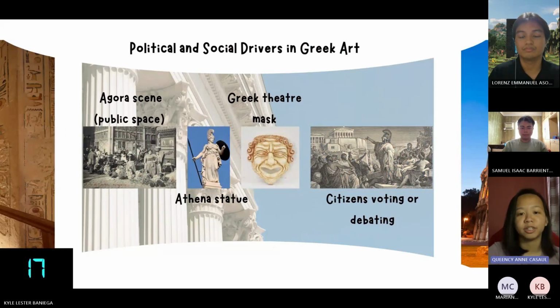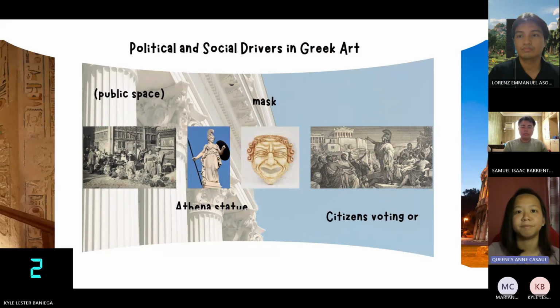Political and social drivers in Greek art. Greek democracy and the pursuit of knowledge encouraged individuality in art. Art served civic pride, religious devotion, and celebrated human potential.